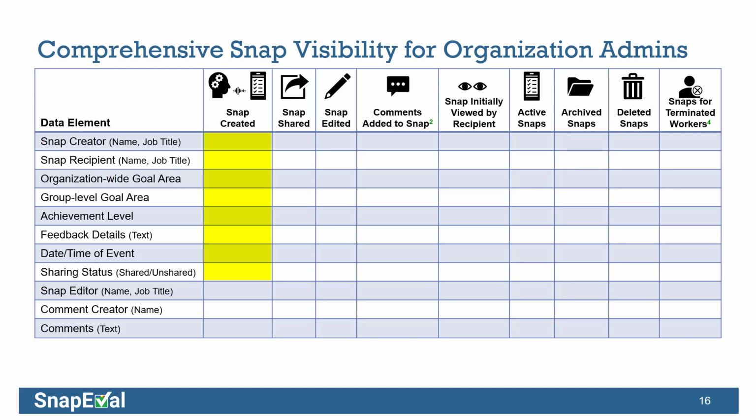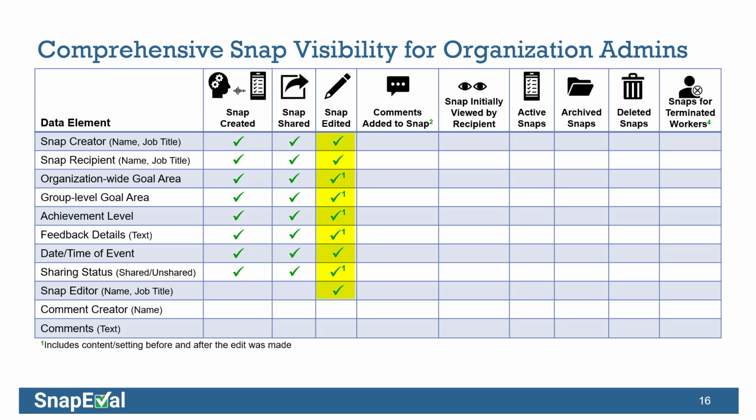So essentially, as we go through the life cycle of the snap, the first thing is the snap gets created. Again, you as the organization administrator, through various dashboards, have full visibility to who created it, who was the recipient, and all the other things that I just mentioned here. If that snap gets shared with an employee, you can also see all the same attributes related to that because, again, you're an organization administrator. As I showed you on the last slide, you have full visibility to snaps that have been shared and snaps that have not been shared in the SnapEval system.